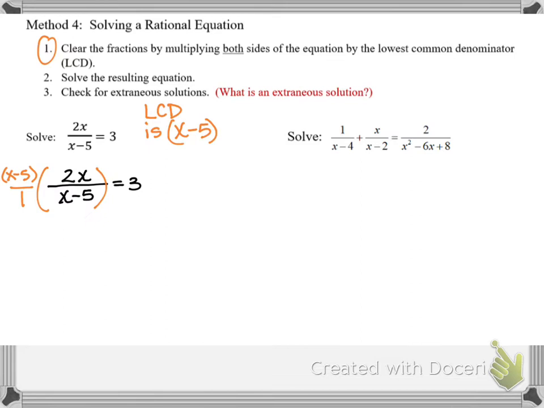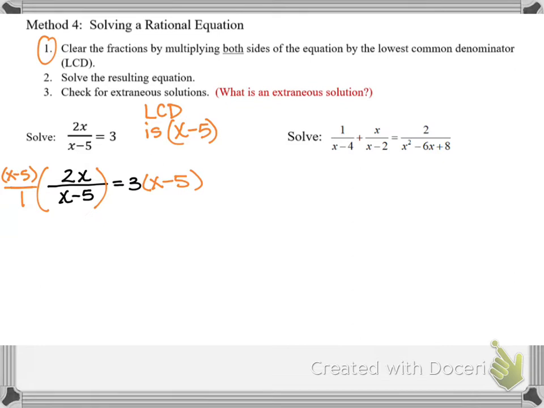Now, on the left, I did multiply it by x minus 5 over 1 because I'm multiplying by the fraction 2x over x minus 5. So it's nice to see both numerators and both denominators. But on the right side, there's no need to put x minus 5 over 1 because all I'm going to do is distribute the 3.